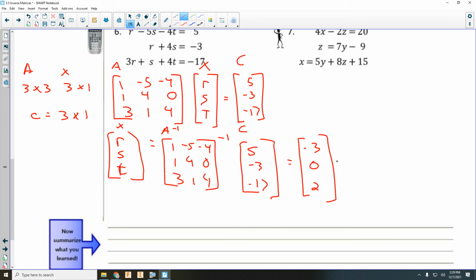Okay, so what does that represent? What does that represent, guys? I don't know. R is -3, S is 0, and T is 2.